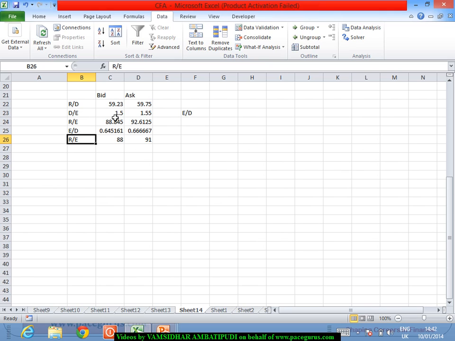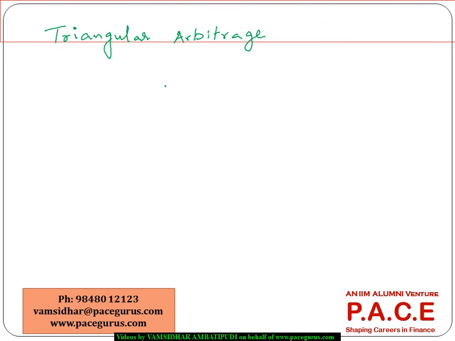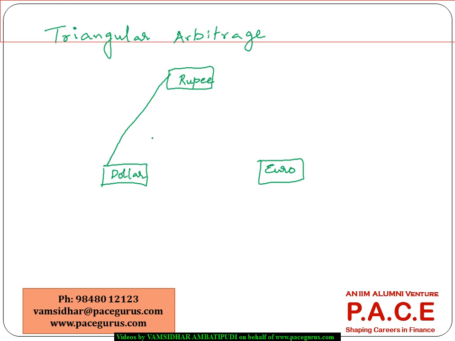So what is the triangular opportunity I am looking at? Okay, let me create a triangular scenario. I have three currencies here: the rupee, the dollar, and the euro. So the rupee to dollar, I have one relationship: $1 equal to 59.75 rupees.